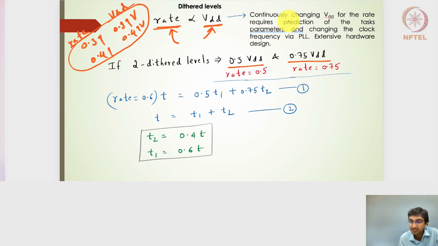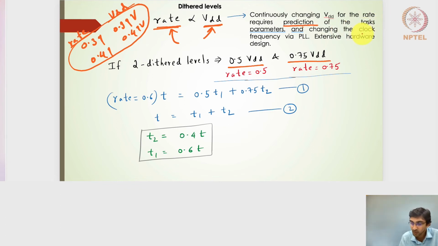The other disadvantage is that continuously changing the VDD for the rate requires the prediction of the task parameters. If task A is there, and after that task B, and after that task C, and so on, those tasks are listed. If I know the predefined parameters of the tasks, for example that task A needs a switching rate of 1 per second, task B requires 0.6 per second, and task C requires 0.69 per second, then I need to have a characterization or a prediction of the task parameters, and then I need to change the rate.